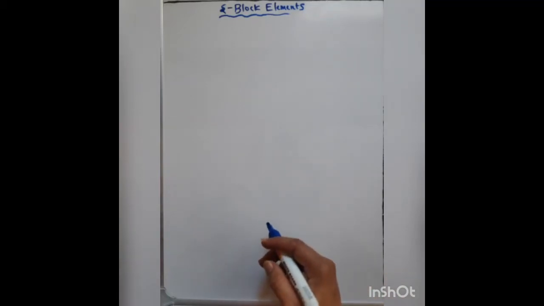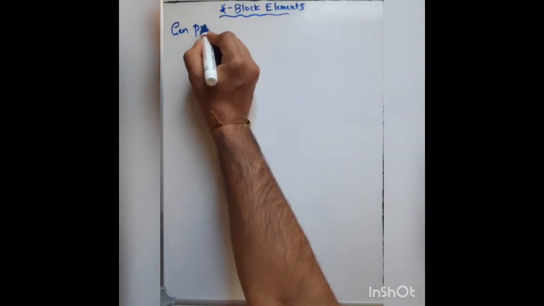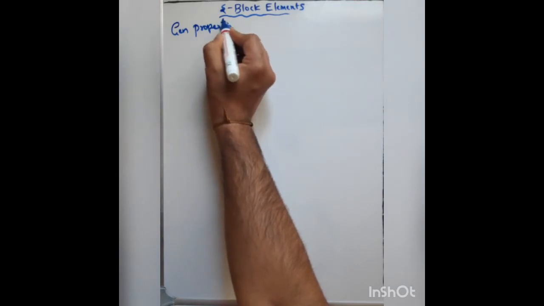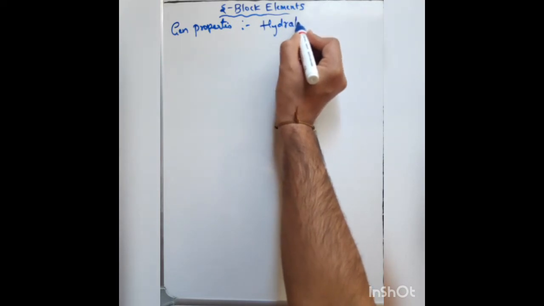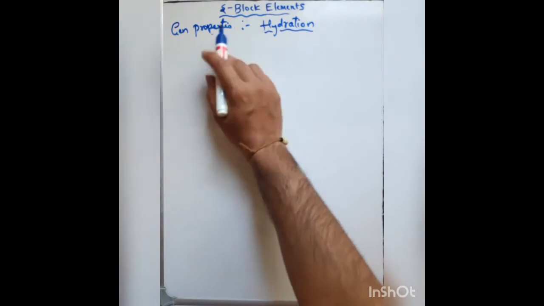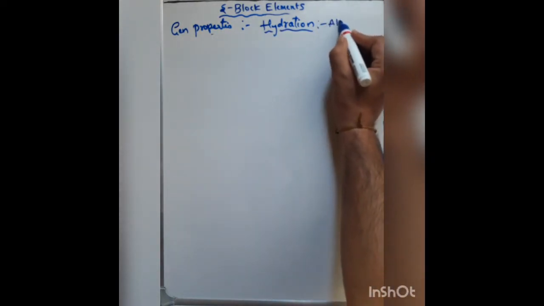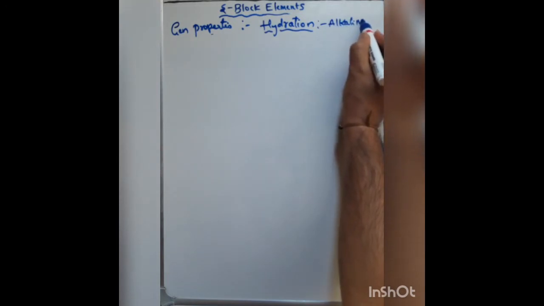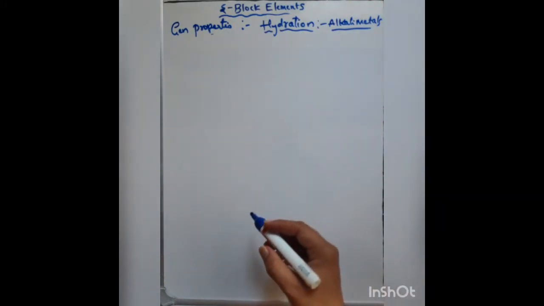So the next topic in the s-block elements, in the general properties itself, is termed hydration. Hydration is the next general property in the s-block elements, and in hydration we will be dealing with the hydration of alkali metals.